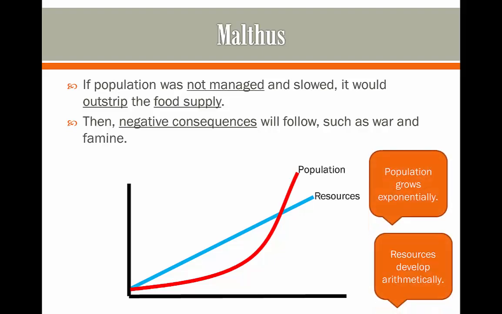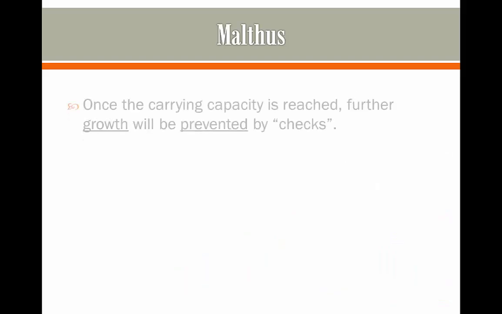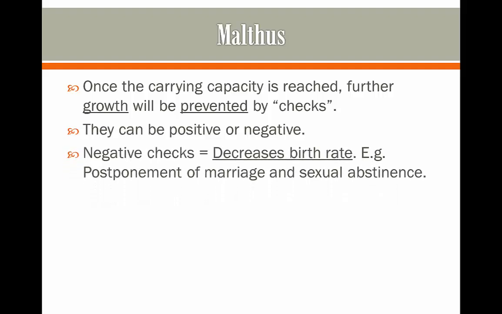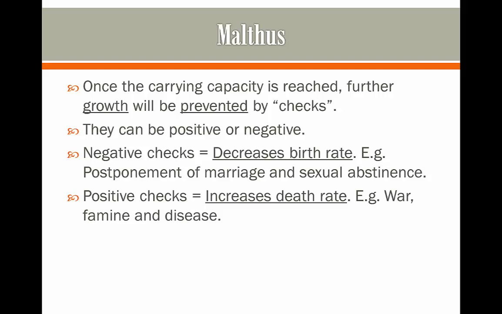So, because of these differences in growth, there are going to be people who are going to die out, and we're going to go to war over these resources, and there's going to be total conflict because of it. Now, Malthus predicted that once the carrying capacity is reached and we outstrip it, growth is going to be prevented by these checks. The checks can either be positive or negative. Negative checks are ones which are going to decrease the birth rate, for example the postponement of marriage and sexual abstinence. However, positive checks are those that are going to increase the death rate, for example war, famine and disease.